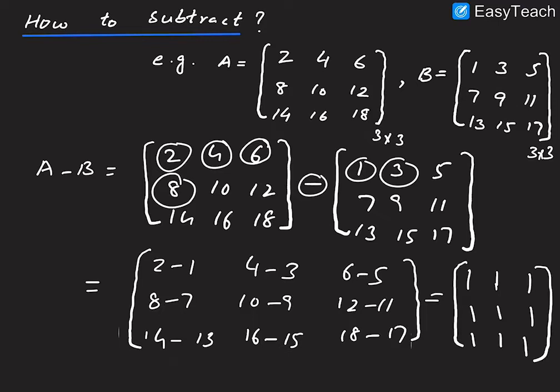So you can see the order of A minus B, which is the same, 3 into 3. The order of A and B was also 3 into 3. So this is how we will do addition and subtraction of matrices.